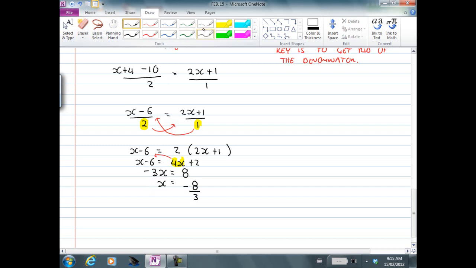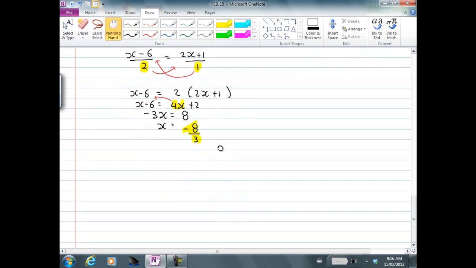So who had negative 8 over 3? 2 people. 3 people. Wow. Good job. So guys and gals, that's the key to working with fractions. I'm going to give you some more problems for you to practice.